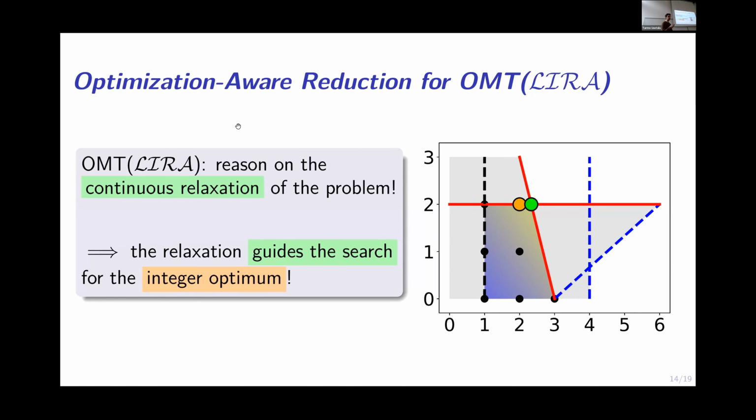This is a good heuristic because the relaxation guides the search for the integer optimum. So if we remove either of these constraints, then we will improve the optimum of the relaxation and likely also the integer optimum. So we can use this heuristic, which is cheap, much cheaper than reasoning on integer arithmetic, and still have an effective way to reduce the truth assignment.